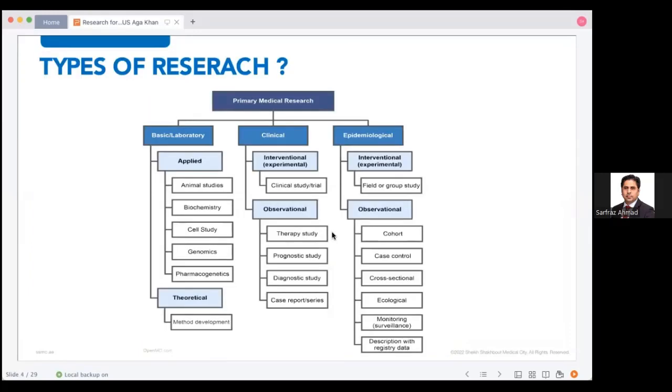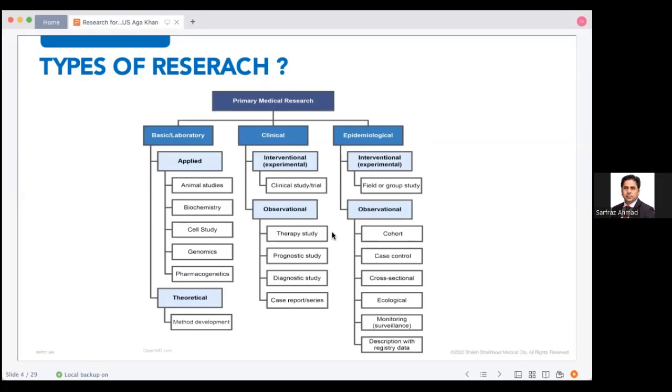When I look at what kind of research a clinician can do, we divide it into two broad categories. One is primary medical research, where your research involves basic or laboratory investigations, epidemiological work, or clinical practice. These are the three core parts of primary research, and each domain has a further classification: basic research is applied and theoretical, and intervention and observation studies are part of epidemiological or clinical practice.